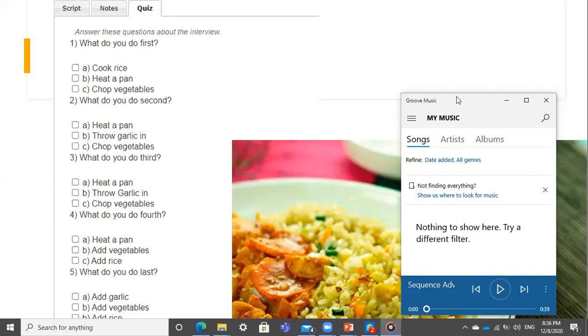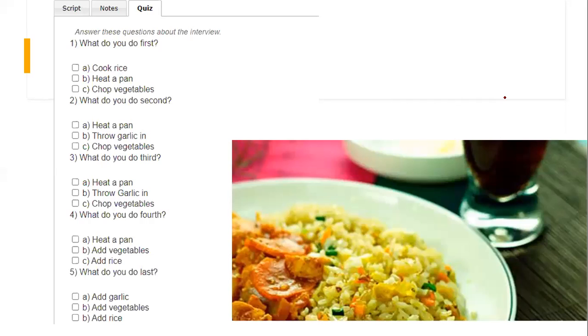If you can help me with this, if you don't mind. Cook the rice. Okay. Letter A. Letter A, you mean? So is that what you do first? Is that what the lady explained to him? Like to cook the rice? All right, so I'm gonna say yes. What about number two, Vanessa? What do you do second?